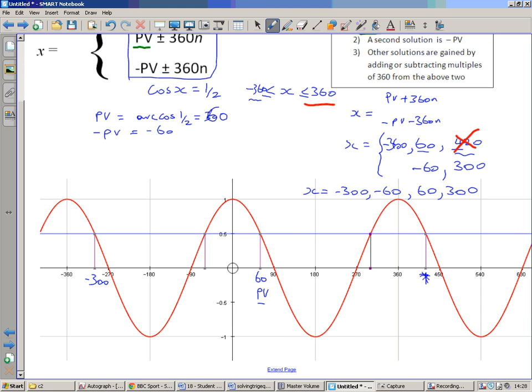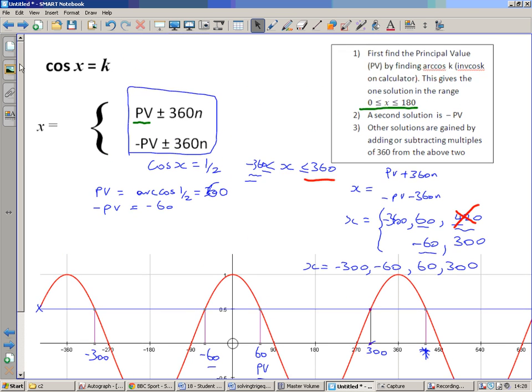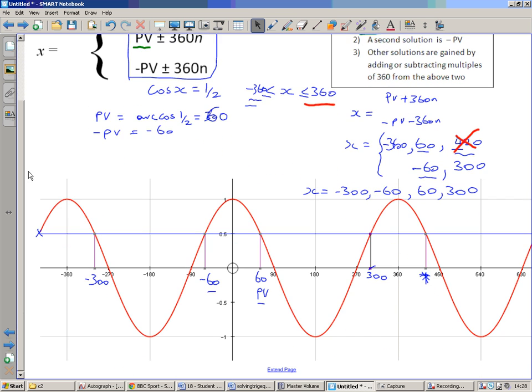Looking at the other branch, we've got minus 60 there. To get the other solutions, we could take away 360, which would give us that one, but that's outside our range because we don't want to be below minus 360. We're not being asked for those. And then we could add 360 to that, which gives us our 300 there. All of them could be got from the graph alone, but if you can remember these formulae, that makes life a lot easier and a lot quicker.